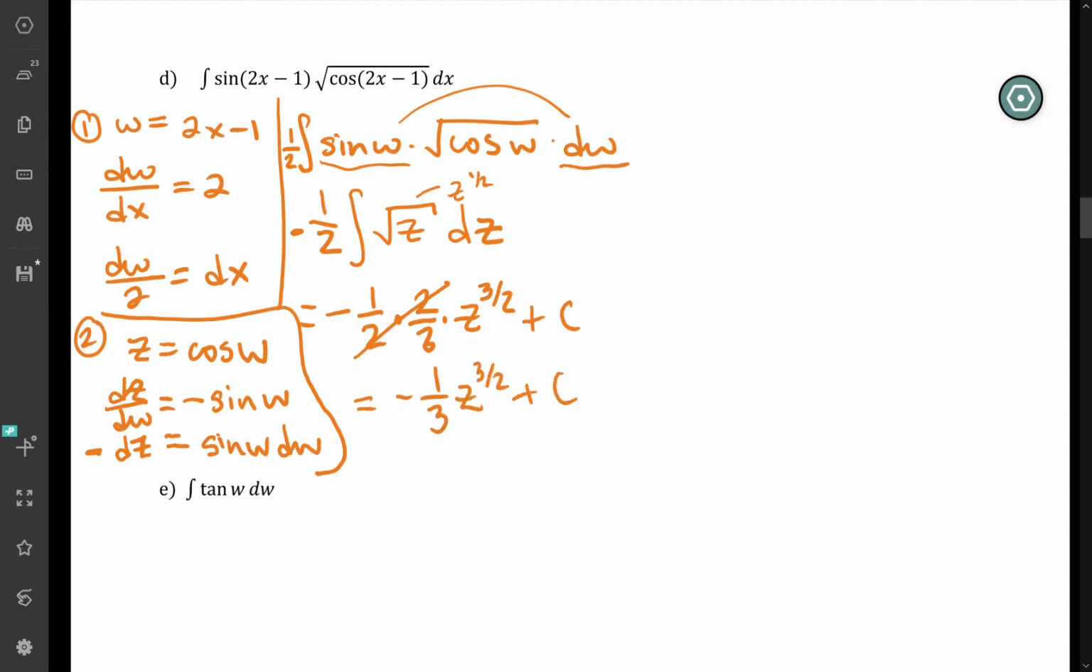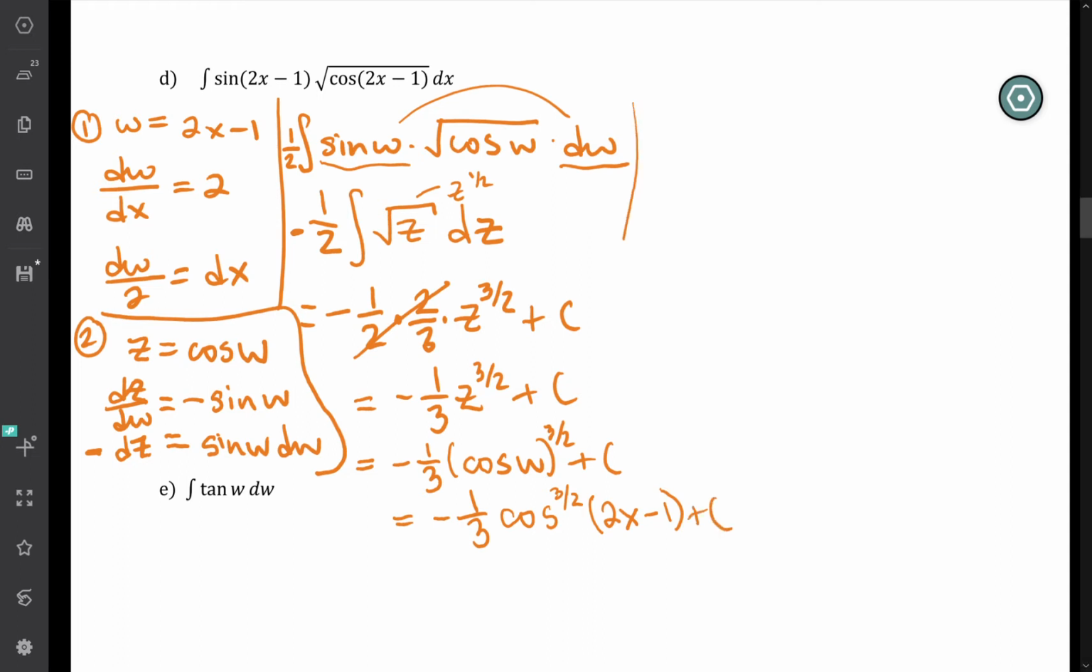And I want to be done, but I was integrating a function of x, and I ended up with a function of z. So I'm not. So I'm going to say, okay, well, z's can get replaced by cosine of w's. And I'm still not done, because I have to replace the w's. Here, I'm going to get rid of parentheses. I'm going to put that 3/2 right on the cosine, means the same thing. So w gets replaced with 2x minus 1. And now I am finally done. Okay, so option number 1, absolutely nothing wrong with it.